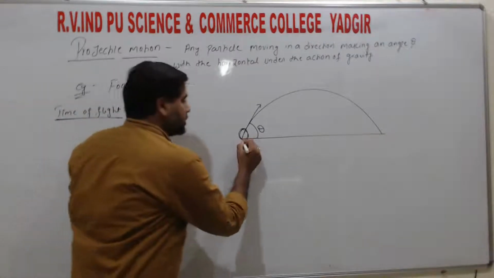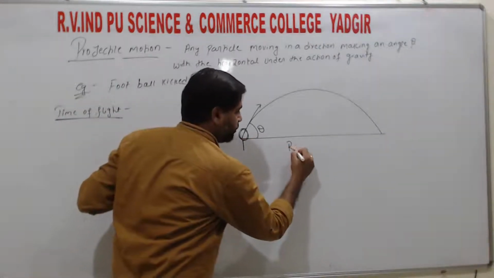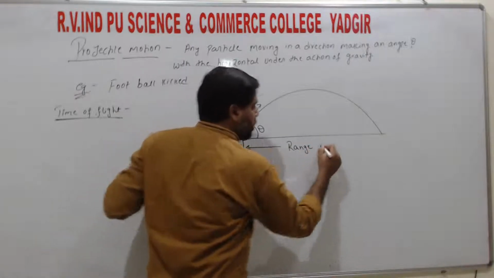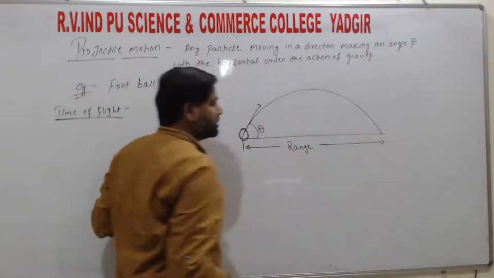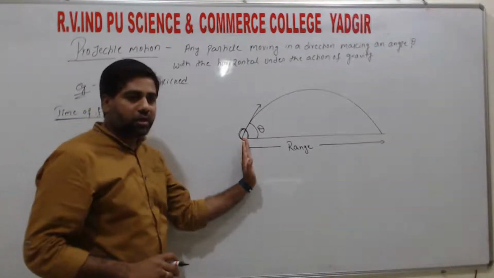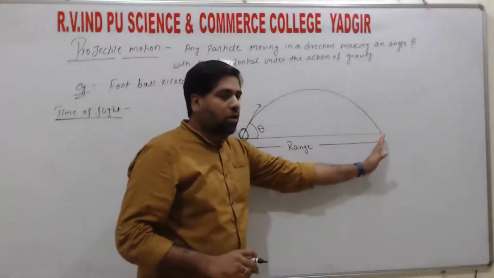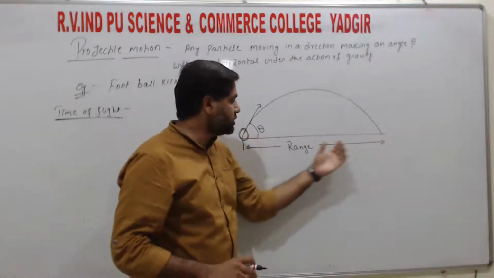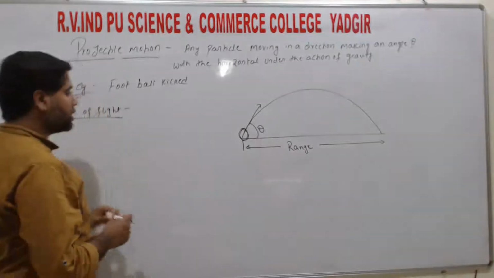Next one is the range, the horizontal distance covered by the projectile. So what is range? Range is the horizontal distance covered by the object when it is projected. Only the horizontal distance, we call it the range, right?